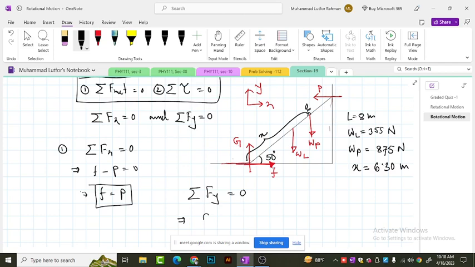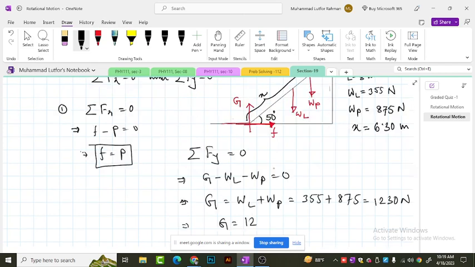Simply if you add these two, 355 plus 875, that will give you 1230 newtons. So this would be that normal reaction force provided by the ground, which would be 1230 newton. This is that one answer.